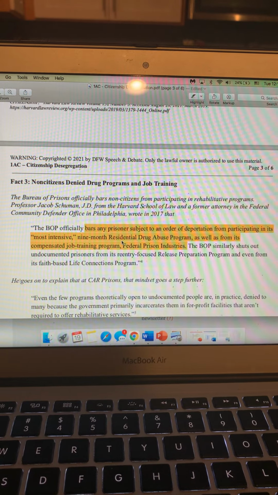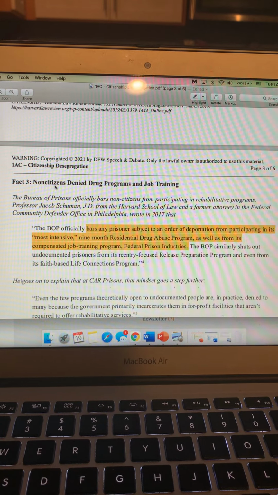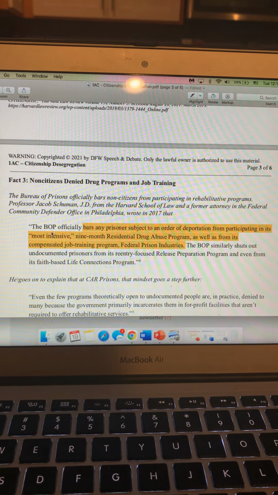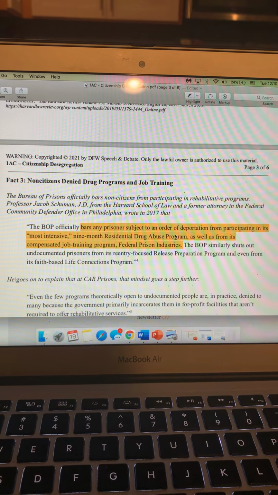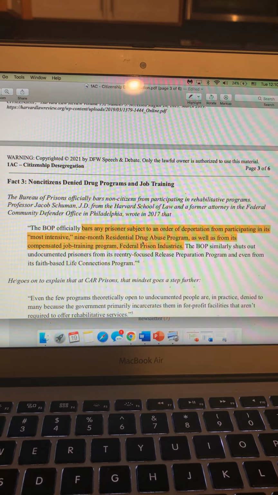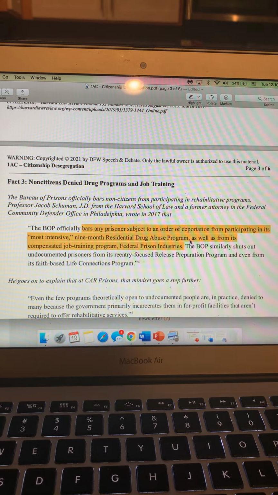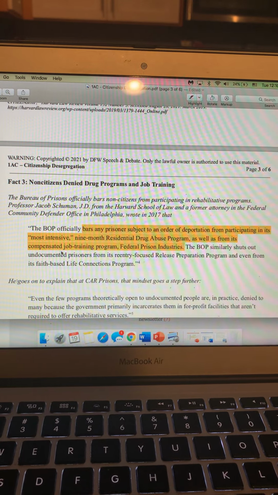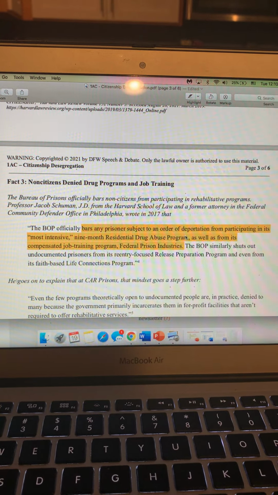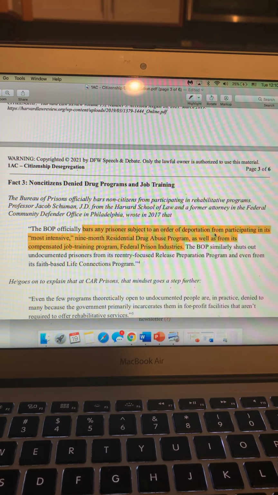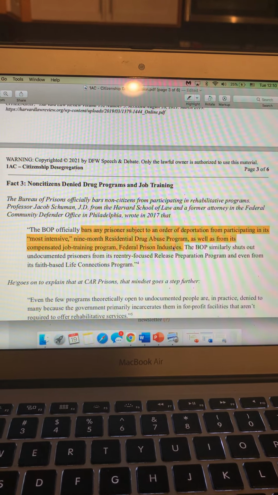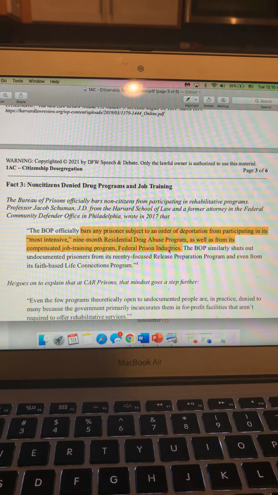Another thing here is, in this piece of evidence, the fact 3 non-citizens are denied drug programs and job training. The BOP officially bars any prisoner subject to an order of deportation from participating in its most intensive 9-month residential drug abuse program, as well as from its compensated job training program, Federal Prison Industries. So it's saying that if someone's going to be deported, then the prison isn't letting them participate in the residential drug program and the Federal Prison Industries.